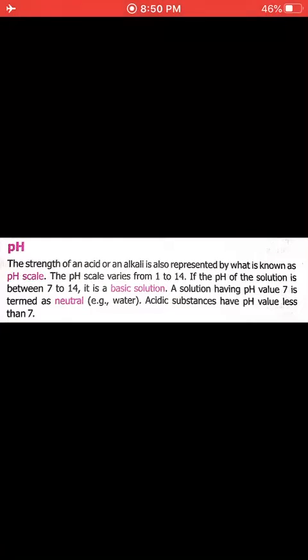So if the value is 6, that means it's acidic. But if another compound has a value of 4, the value 4 is more acidic than 6. Accordingly with bases as well. So acid and base are both considered on the basis of the amount of power of hydrogen they have.